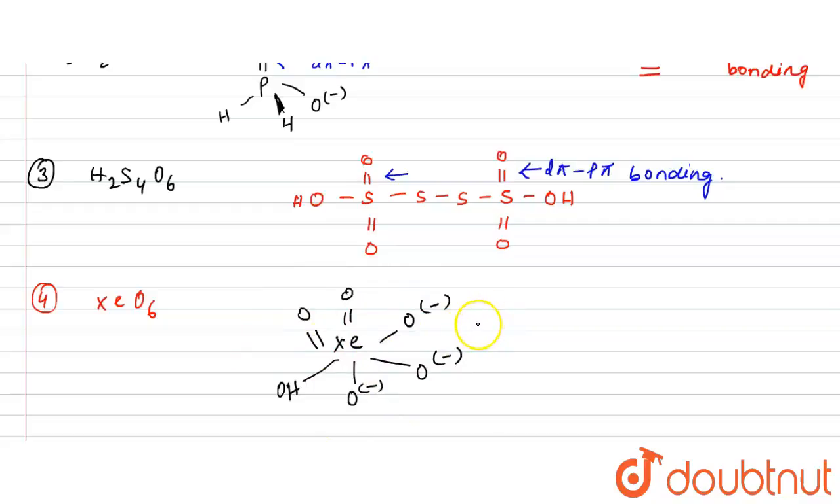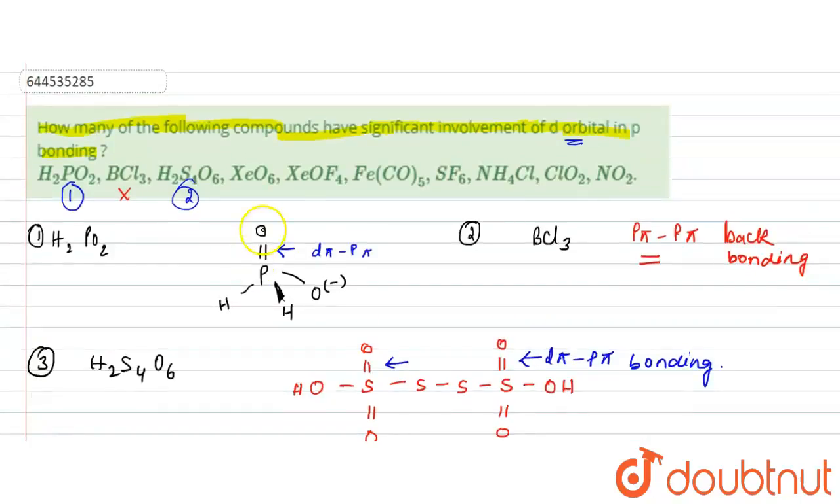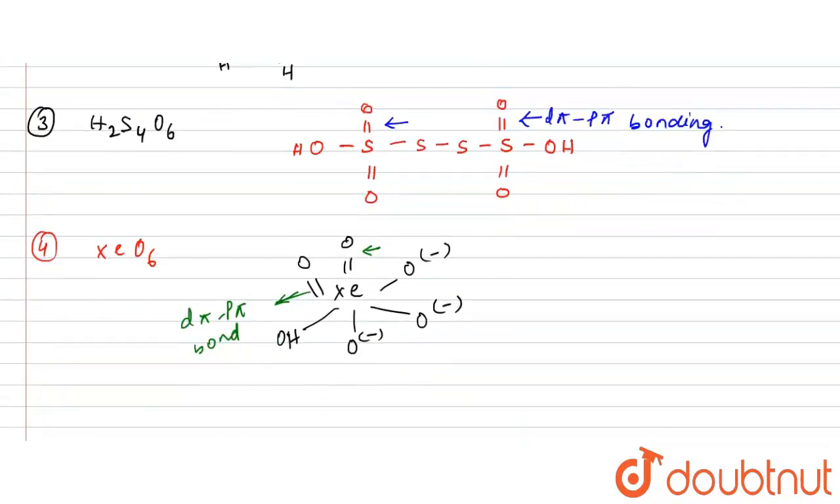Now in this structure of XeO6, what is important? You can see very well that there is bonding, and these are d pi p pi bonds, the double bond O. So you will say that it is also counted. So this is the third one, in d pi p pi bond formation. Now let's see the next one, the fifth one.